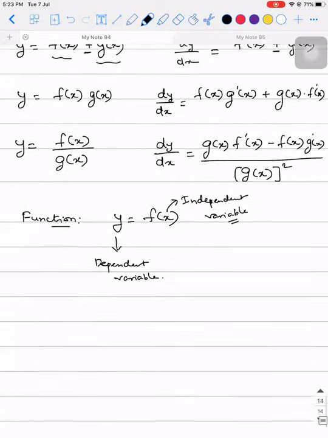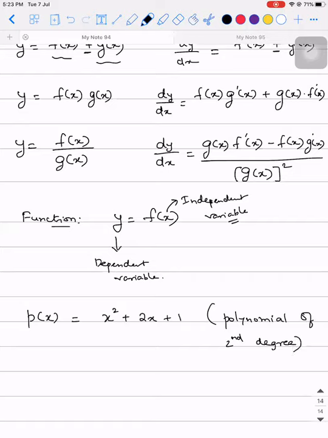For example, if I give you p of x is equal to x square plus 2x plus 1, what will you say about this? This is a polynomial. Of which degree? Second degree. It's not an equation, it's just a polynomial. Equation means you should have equal to 0.